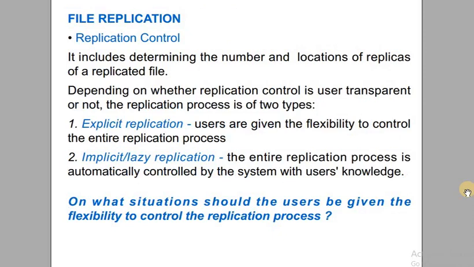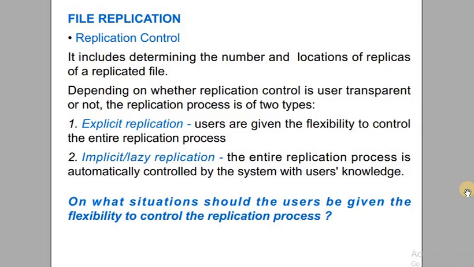Then we come to replication control. It includes determining the number and location of replicas of a replicated file. As I told you, in case of Hadoop we have a default value of 3 as a replication factor. However, as a user, as an administrator, you can change the replication factor. You can keep it 5 or 10 maybe, according to your convenience. Depending on whether replication control is user transparent or not, there can be 2 ways. If the particular user is given the power to change the replication factor, then it will be one case, and if the user is not able to do so, then it's a second case.